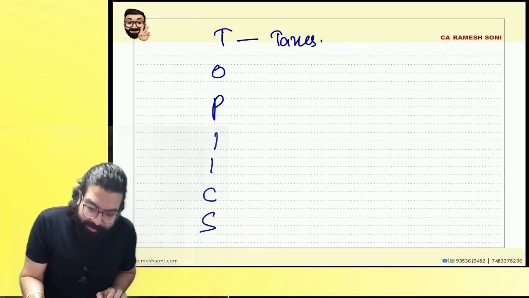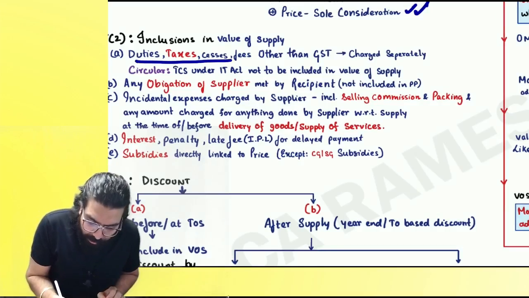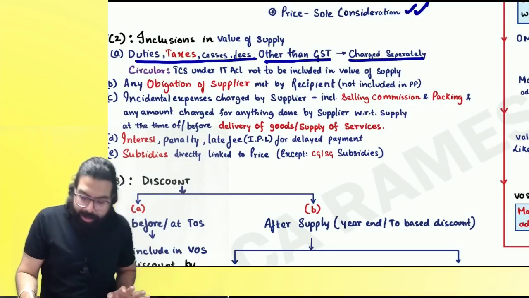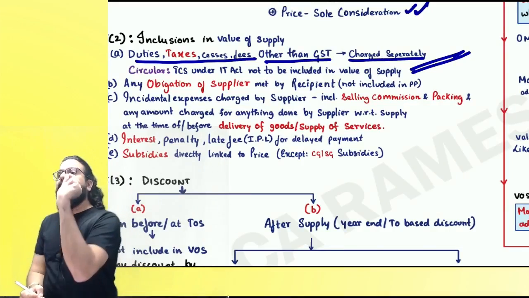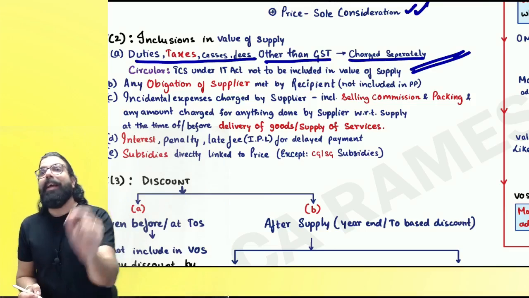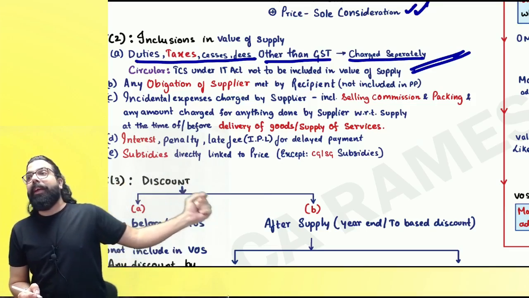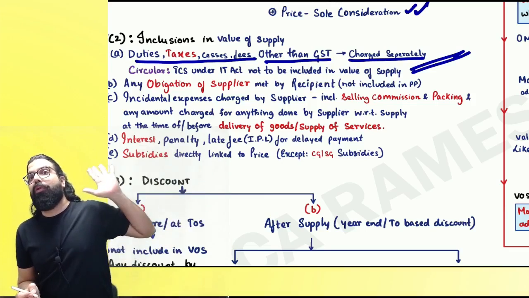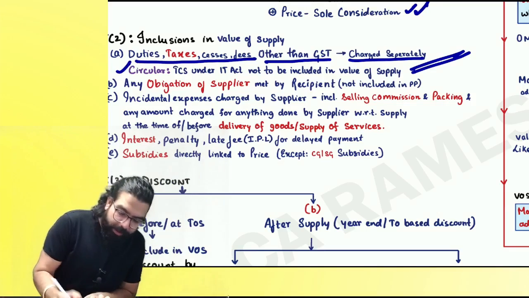Any taxes, cess, fees, duties other than GST if charged separately. Here there is one circular. Please remember TCS, which is charged under Income Tax Act. It's an interim levy. TCS is not to be included in the value. Can we go ahead, everyone? So here is the circular.